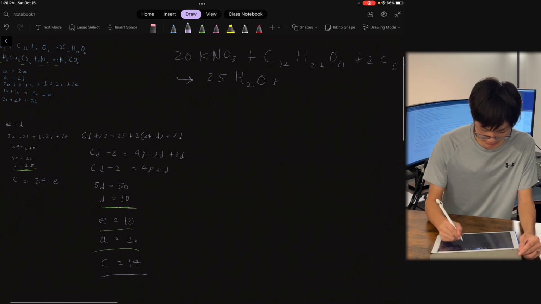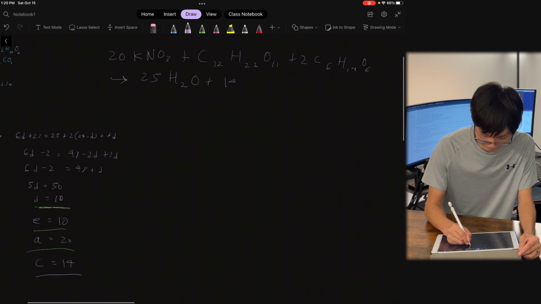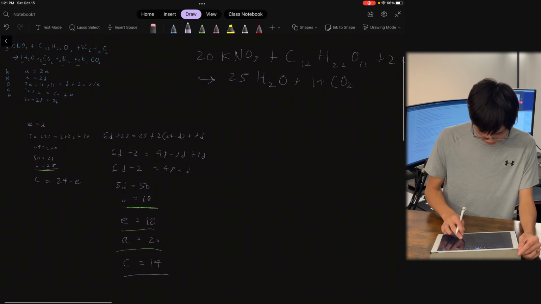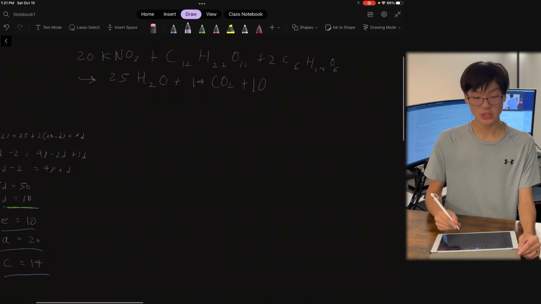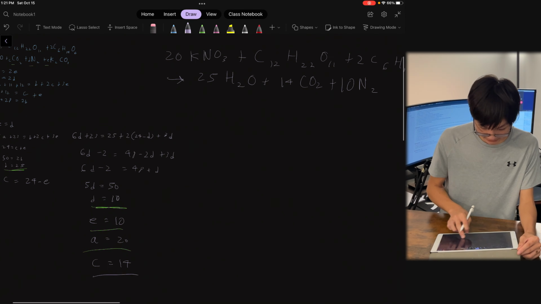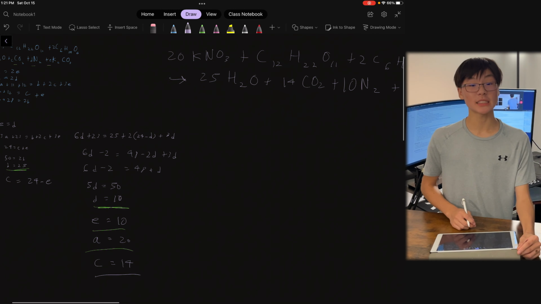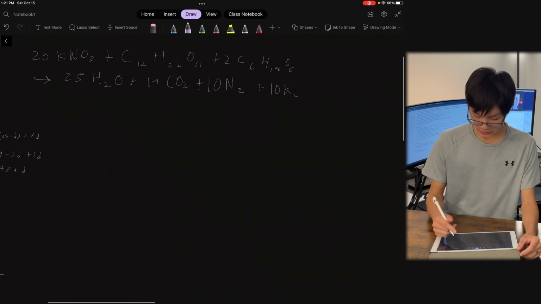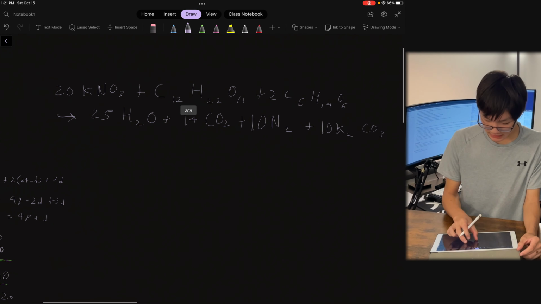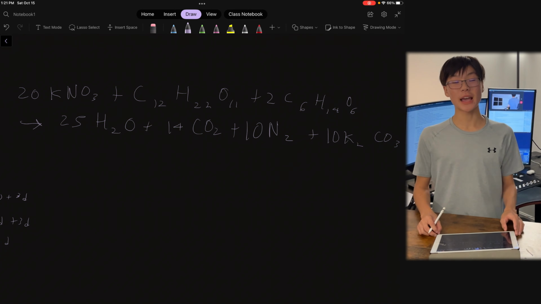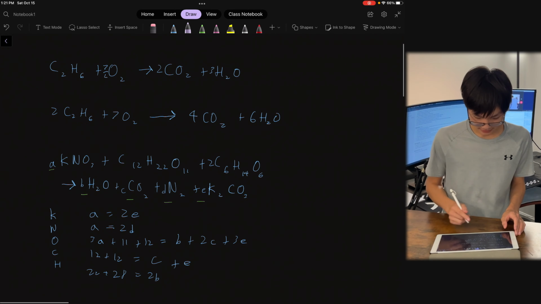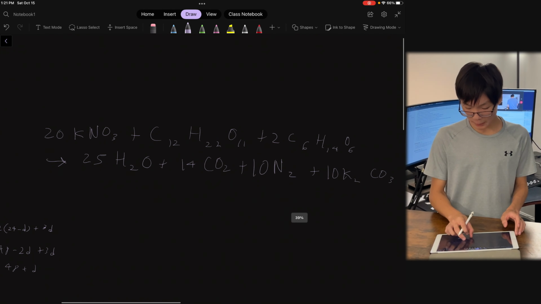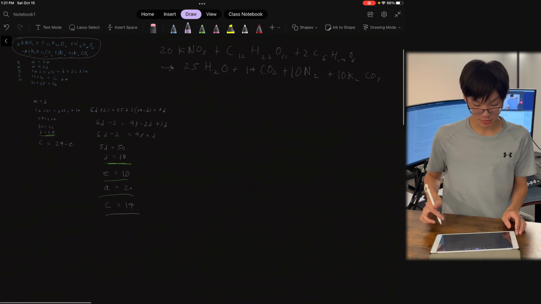And we're going to have C. C is going to be equal to 14, so 14 molecules of carbon dioxide, CO2. And D is going to be equal to 10, so that'll give us 10 molecules of nitrogen. And E is going to be our molecules of potassium carbonate. So E is equal to 10, so 10 K2CO3. So this is our balanced chemical reaction of this right here. And there we go. So we successfully balanced a more complex chemical reaction using algebra.